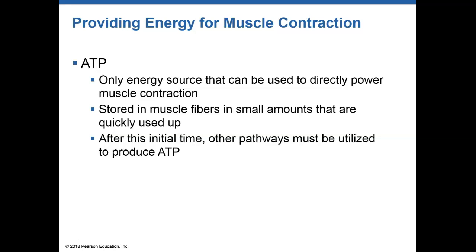So now we're going to talk about energy for muscle contractions. The only energy that is directly usable by our muscles is ATP. ATP is stored in very small amounts in our muscles, and so it's used up really quickly. So there are three basic mechanisms that we use to make more ATP.